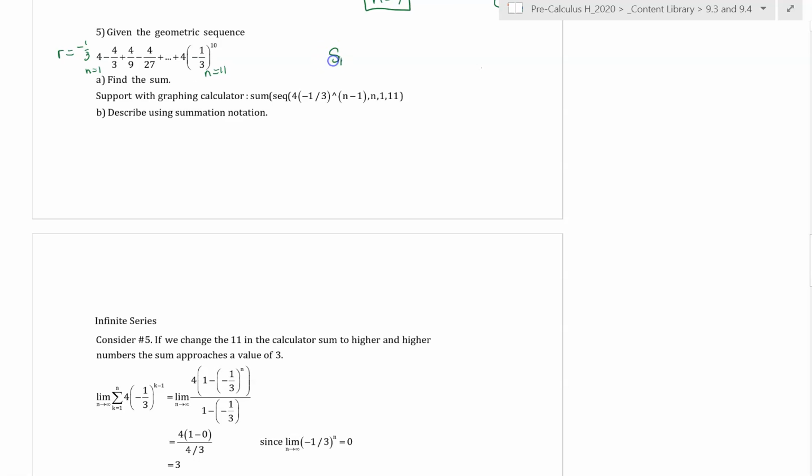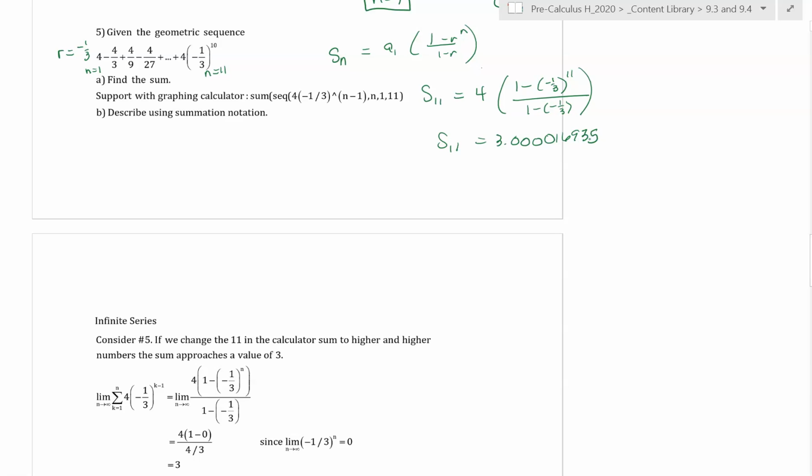So if we wanted to find the sum, we could use the formula. So the sum of the first 11 terms is 4, that's the first term, times 1 minus the negative 11 to the 11th power. Sorry, it's not negative 11. That was the last example. The common ratio is negative 1/3. So if you, again, type this into your calculator, you get 3.000, oh my goodness, 16935.